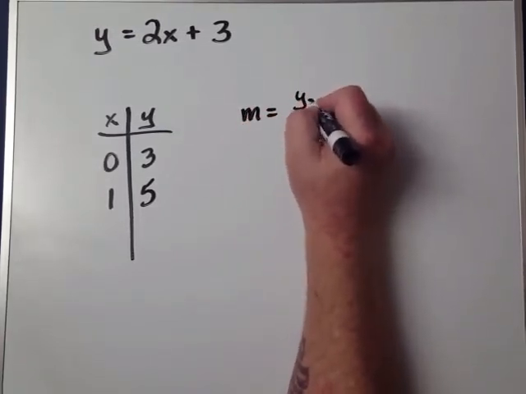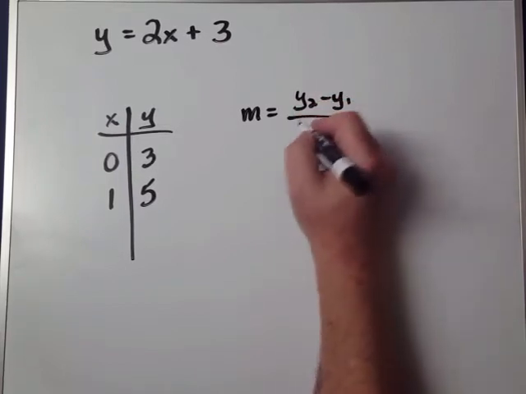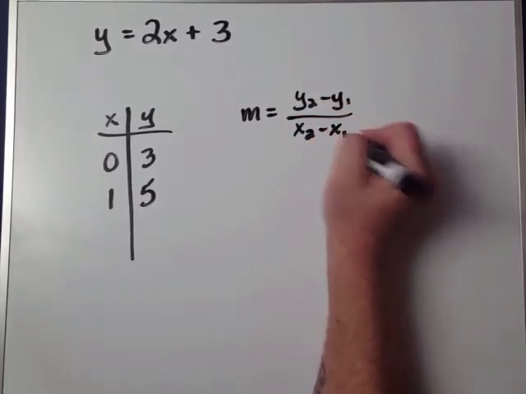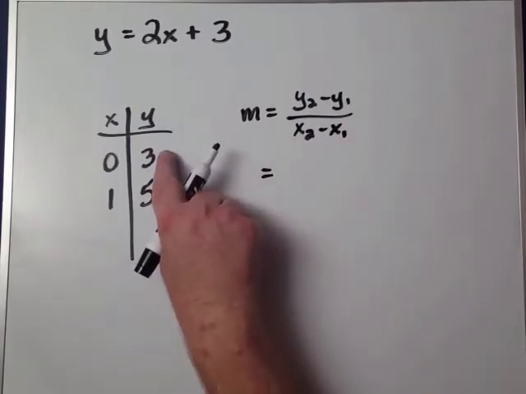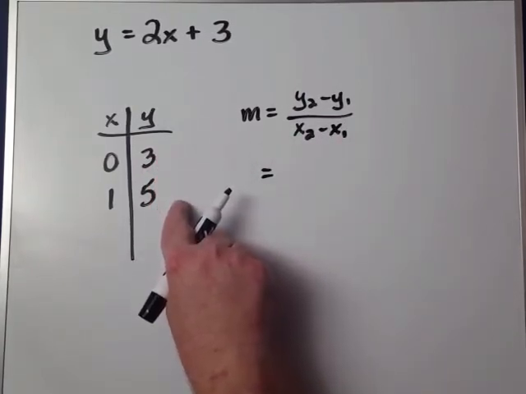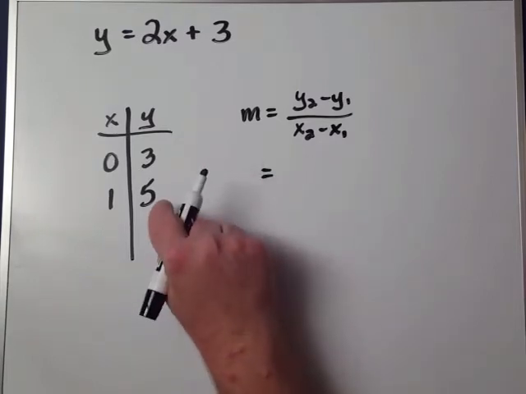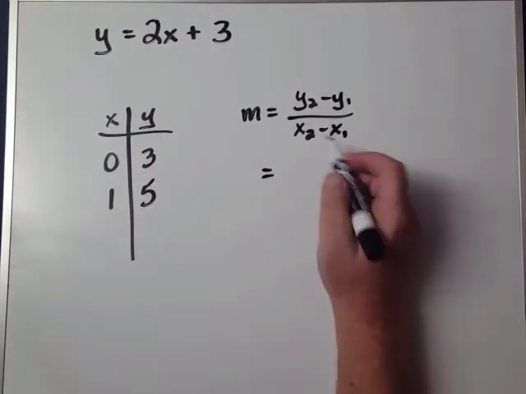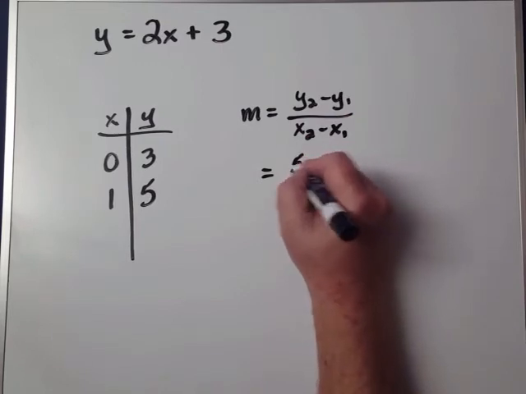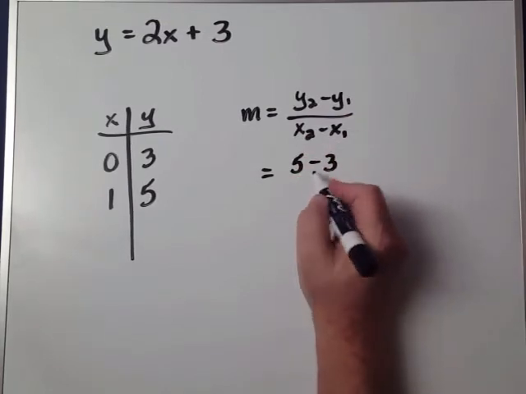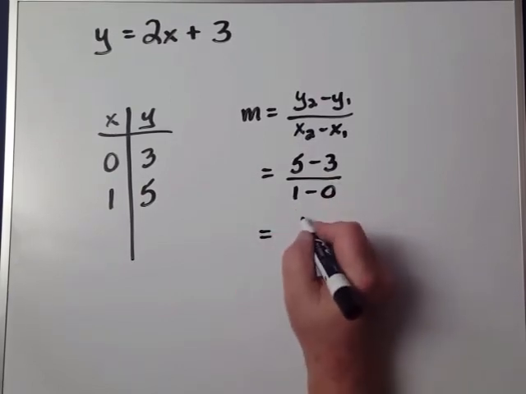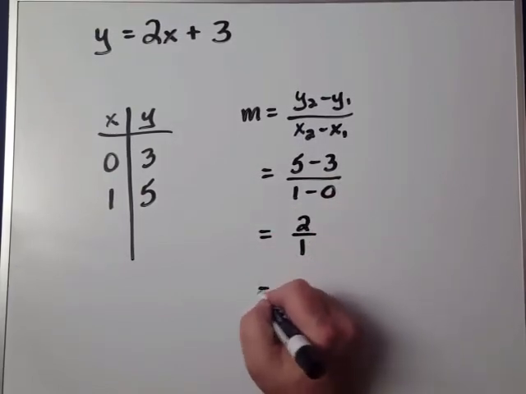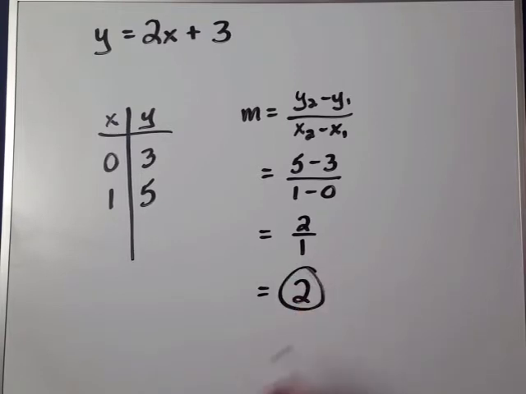Your slope is the change in y per change in x. I'm going to call this top one my first point, this bottom one my second point. So I'm going to subtract, in each case, the bottom minus the top. 5 minus 3, my difference in the y's. My difference in the x's, 1 minus 0. That'll give me 2 over 1, which is simply 2. So the slope of this line is 2.